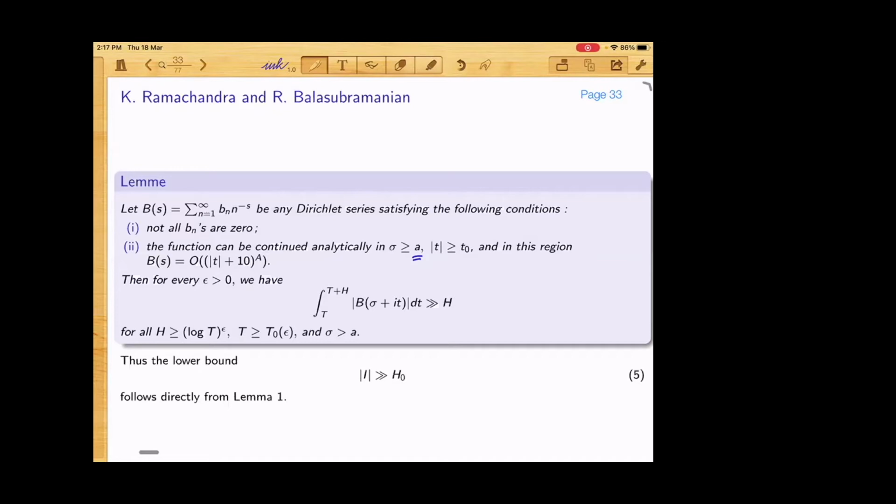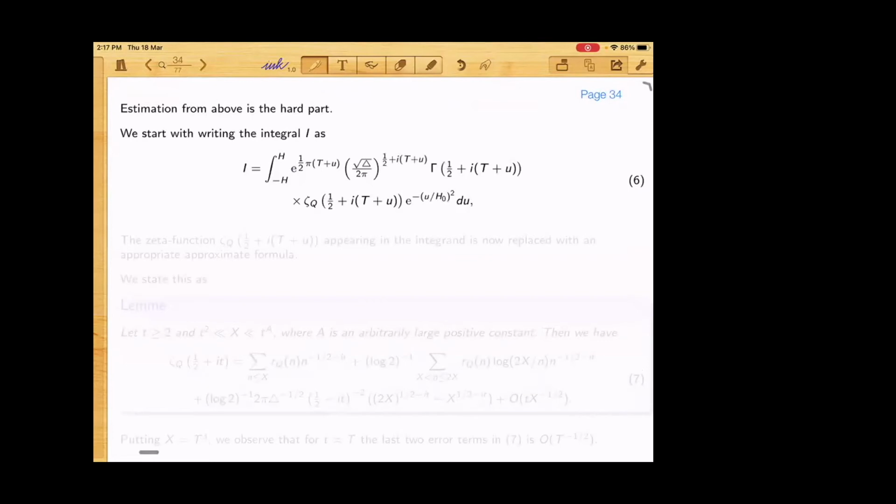And as you saw before, Hardy and Littlewood managed that h is only about t to the power 1/4 plus epsilon. Of course, for the zeta function, that was improved by Balasubramanian to t to the power 1/6 plus epsilon, and Karatsuba to 5/12 plus epsilon, and so on and so forth. So the hard part is finding an upper bound for the integral I. All right, so we start with this I. I is this integral.